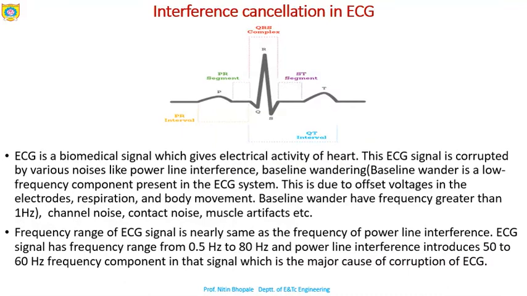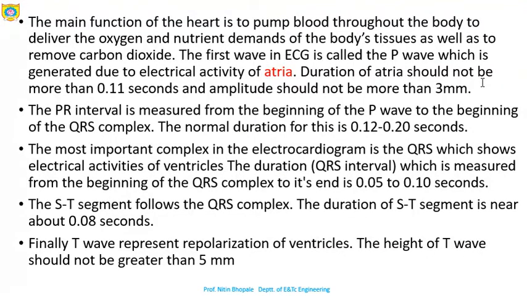Let's discuss the next part. In this case we can discuss the heart. The main function of the heart is to pump blood throughout the body to deliver the oxygen and nutrient demands of the body's tissues, as well as to remove the carbon dioxide. So it gives good nutrients to the entire body.